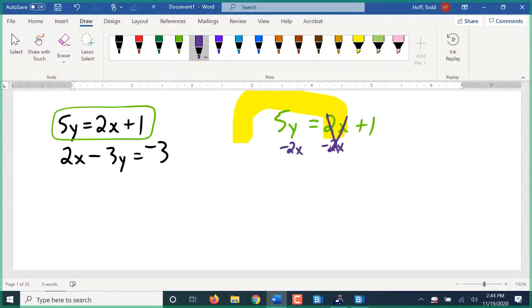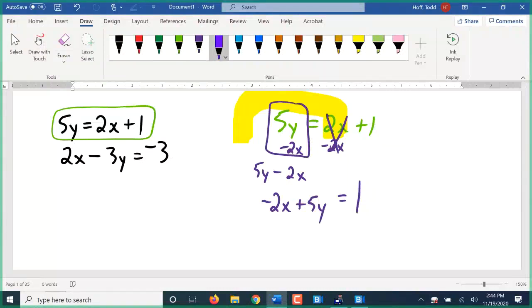So it's gone on the right side over there. Now, typically the way we would write this left side, we would write 5y minus 2x. But we want the x first. So 5y minus 2x is going to be written as negative 2x plus 5y. It means the same thing. On the right side, all we have left is the 1.